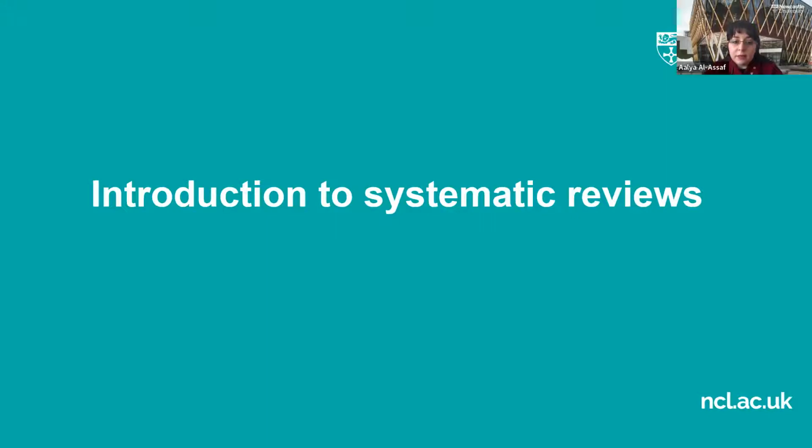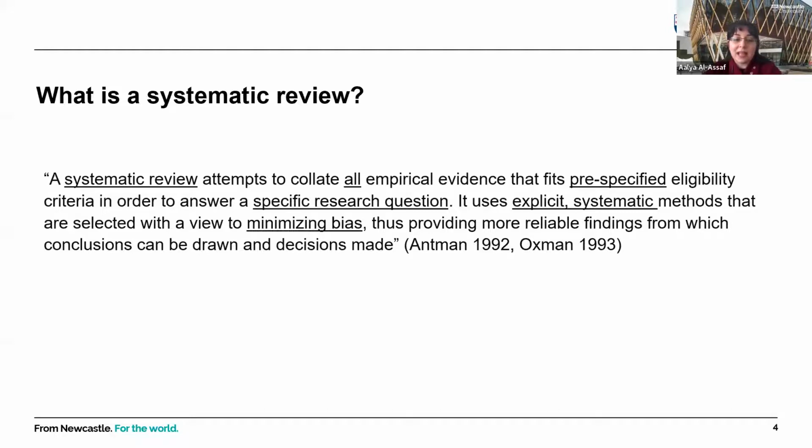A systematic review is a type of research method that attempts to collate all empirical evidence that fits pre-specified eligibility criteria in order to answer a specific research question. It uses explicit and systematic methods that are selected in order to minimize the chance of bias, and thus provides more reliable findings from which conclusions can be drawn and decisions made.